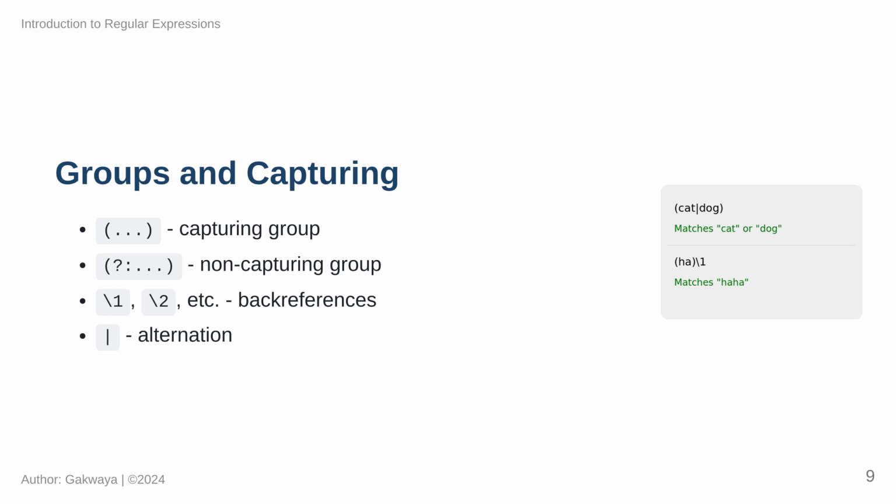You can then reference what was matched by that group later in your pattern using back references like \1, \2, etc. The vertical bar within a group creates alternatives. Cat-dog matches either cat or dog. Sometimes you don't need to capture the group's match, that's when you use a non-capturing group. This is more efficient when you just need grouping without back references. Groups are essential for creating complex patterns and extracting specific parts of matched text.